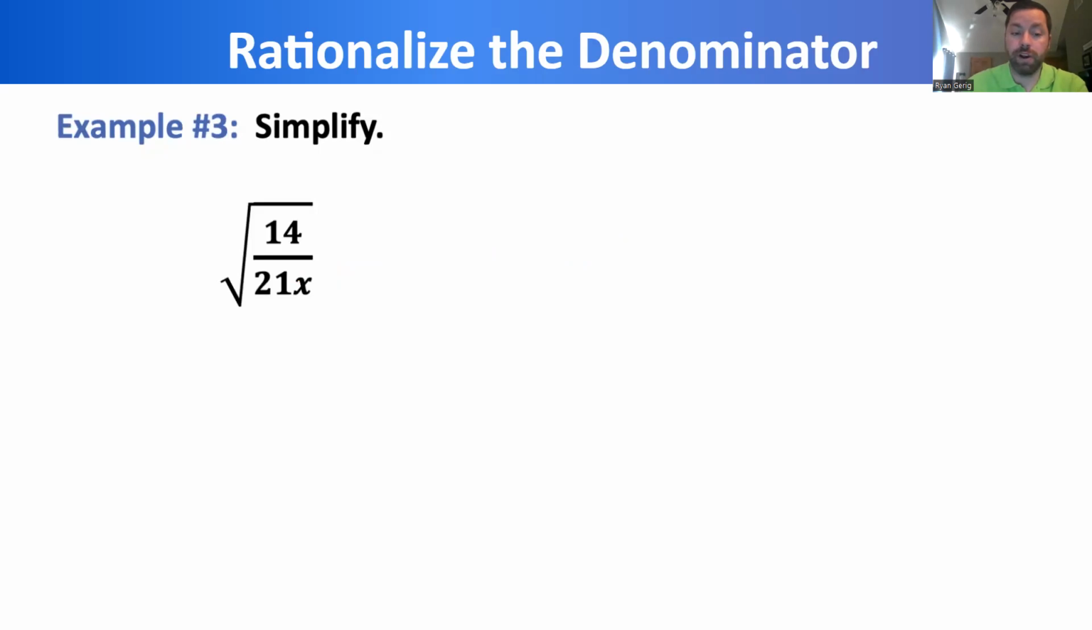Okay, now let's throw some variables in. Doesn't really change much. I'm going to go ahead and reduce this. Sometimes that will help me and get rid of the radical by putting a perfect square on the bottom. In this case, it doesn't. I can take 7 out of both of those, and it leaves me with the square root of 2 over 3x. There's still a radical in the denominator.